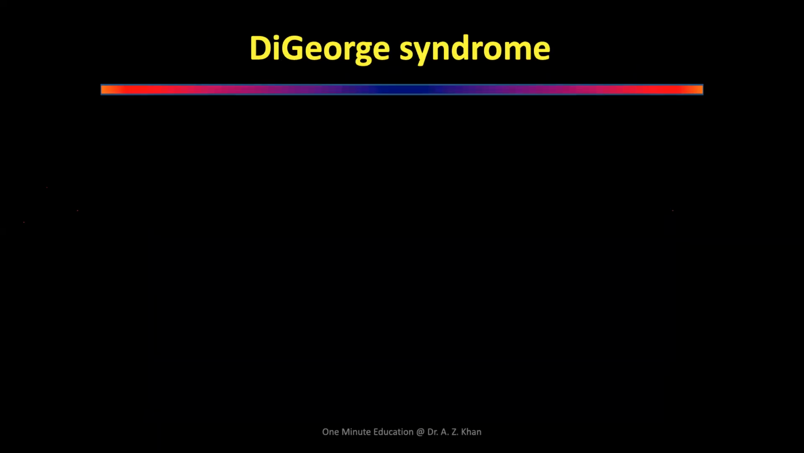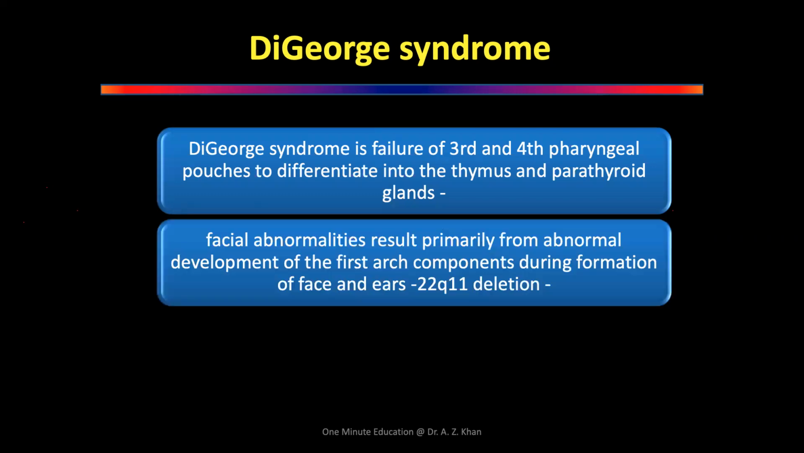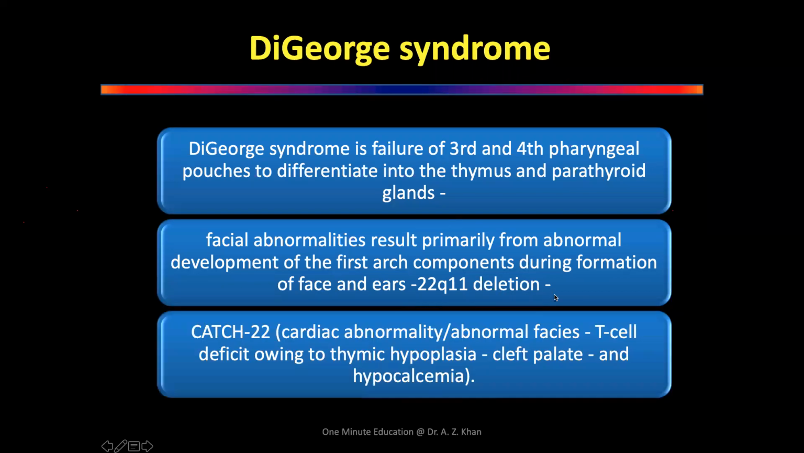Okay. What is this? What is this syndrome? Okay, it's a failure of the third and fourth pharyngeal pouch to differentiate into the thymus and parathyroid gland. There are facial abnormalities resulting from abnormal development of the first arch. The classical thing is 22q11. So this is called CATCH-22, okay?